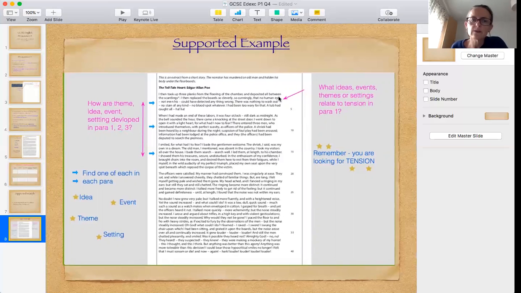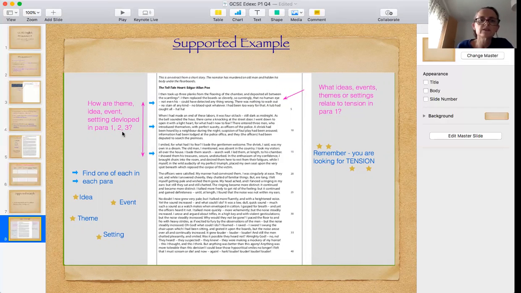So find ideas, events, themes or settings in paragraph 1 and think about how they relate to tension. How do they make you feel, or us feel, as readers? What's our relationship to the writer as we're listening to it?